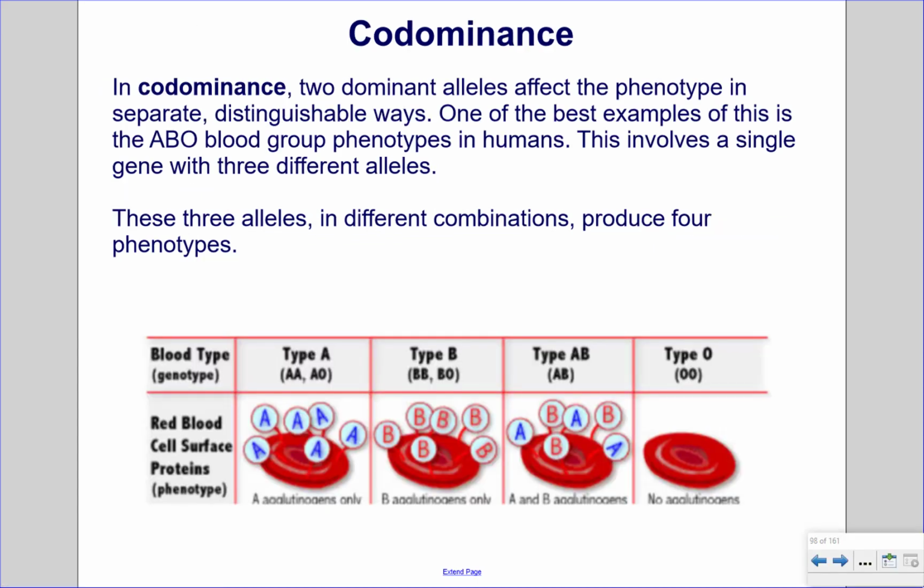Codominance. In codominance, two dominant alleles affect the phenotype in separate distinguishable ways. One of the best examples of this is the ABO blood group phenotypes in humans. This involves a single gene with three different alleles. These three alleles, in different combinations, produce four phenotypes, which are the common blood types that we know about: type A blood, type B blood, type AB, and type O blood.